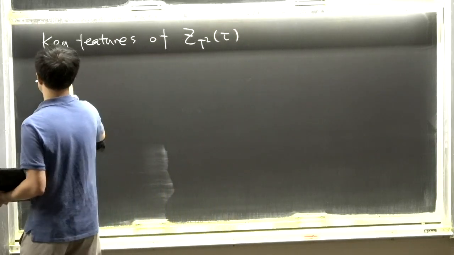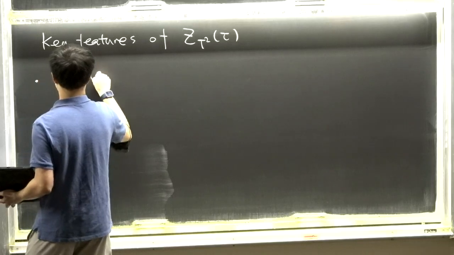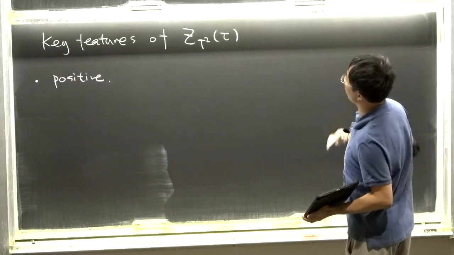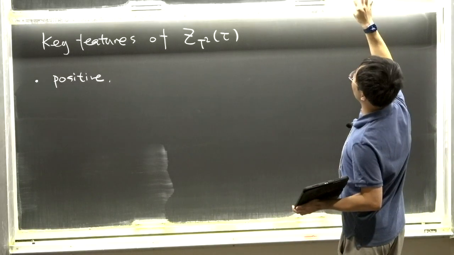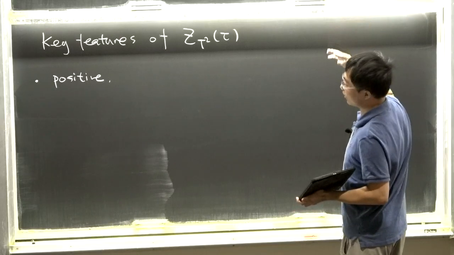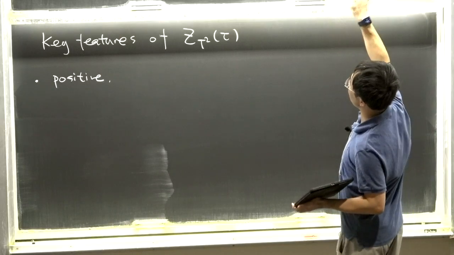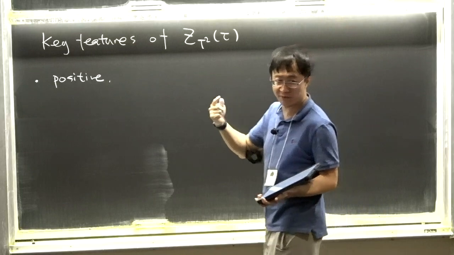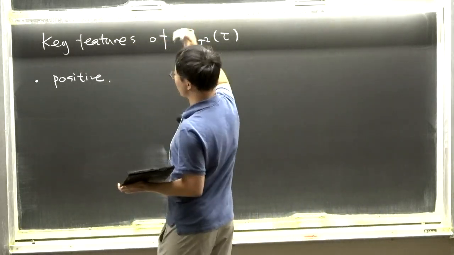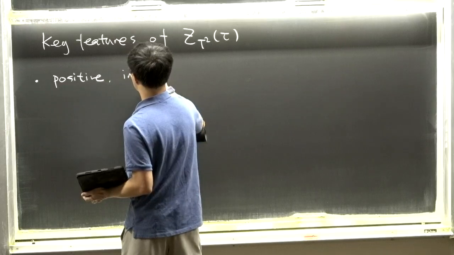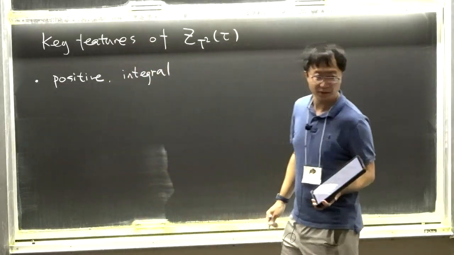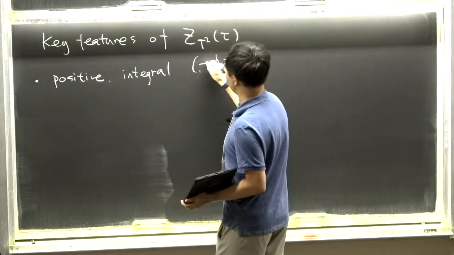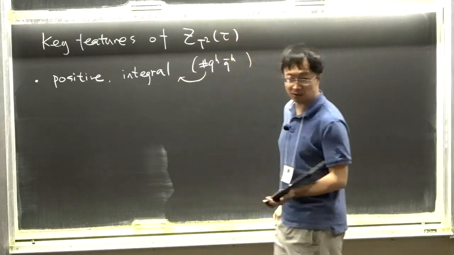One important feature is that it's positive. Why is that? It's because we have a trace over a Hilbert space. We're tracing over states in the Hilbert space, so we're just counting states. Each state contributes with some degeneracy, weighted by this quantity. So all the coefficients that appear in the expansion in terms of q and q bar come with positive coefficients. And moreover, because we're counting states, in addition to being positive, they are also integral. So the coefficients in this q, q bar expansion are positive and integral.